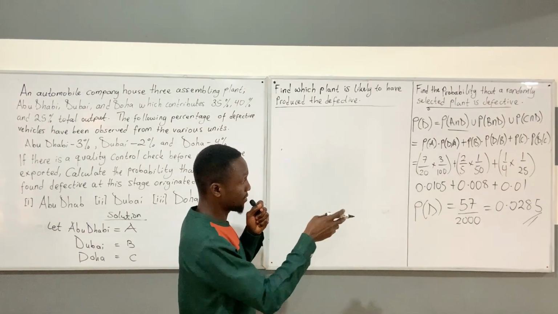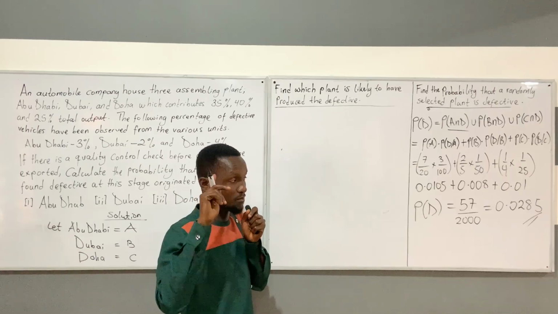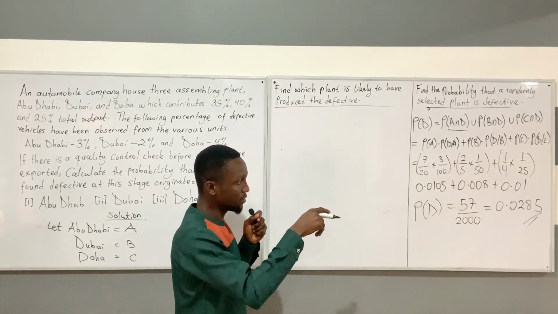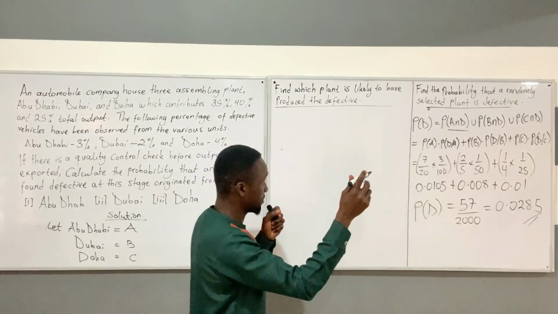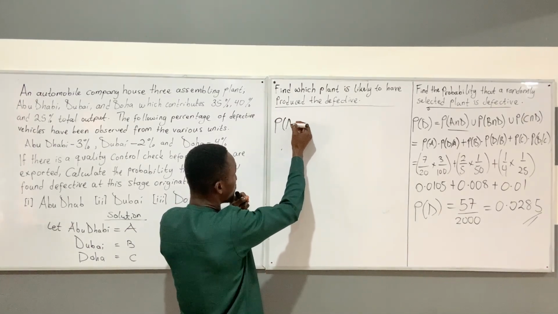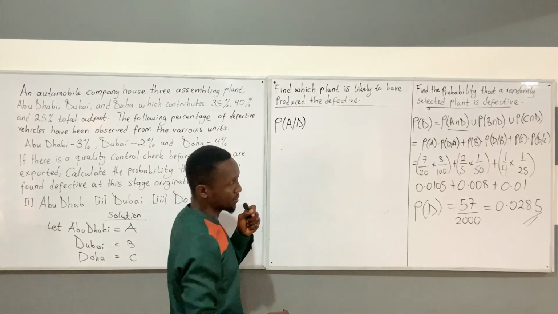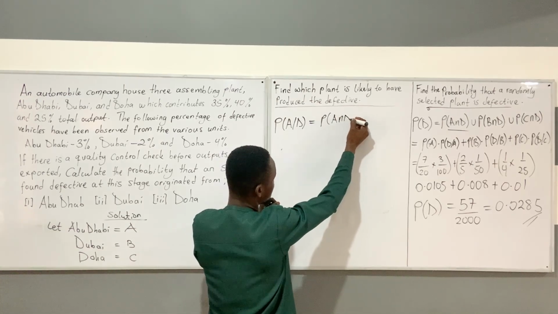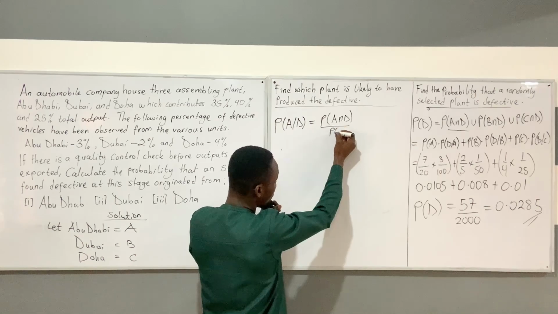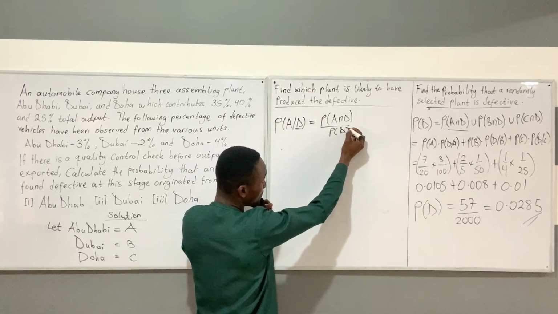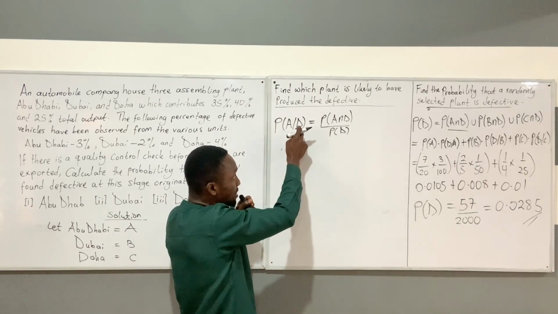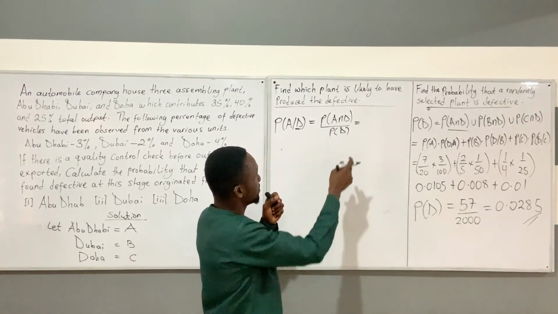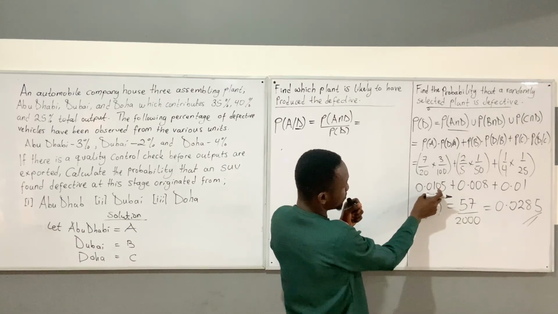So to determine which plant is likely to have produced the defective, we are looking for the highest defective. Put that in mind. We need to find the probability of A given D, B given D, and C given D. So now we are going to condition on D, like I said earlier. So we will find the probability of plant A given that D has occurred. This is going to give us the probability of A intersection D, divided by the probability of what we are conditioning on, D. So we will divide by D. Conditioning means we are assuming that D has already occurred. Now we already know A intersection D, or D intersection A, which is here.